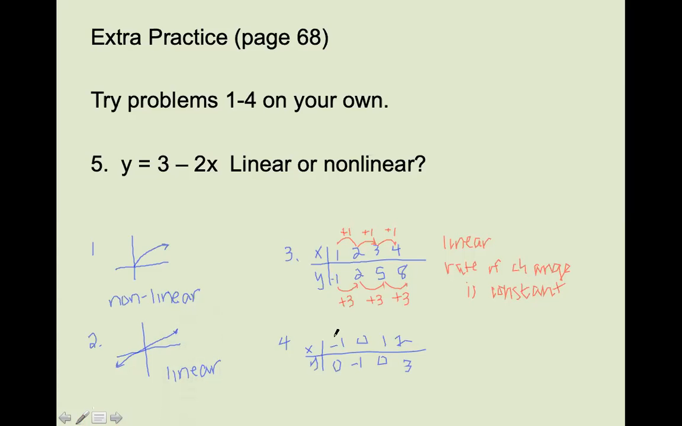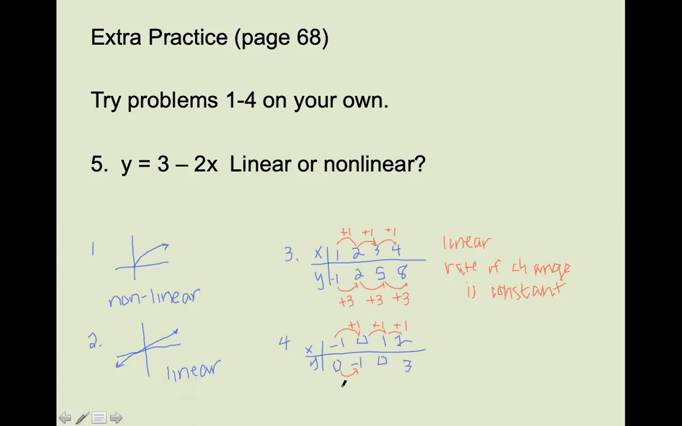All right, starting with the x values, if I go from -1 to 0, I've climbed up 1. 0 to 1, I've climbed up 1. And 1 to 2, I've climbed up 1. All right, so the input values are all increasing by 1. Let's look at the y values, or the outputs.